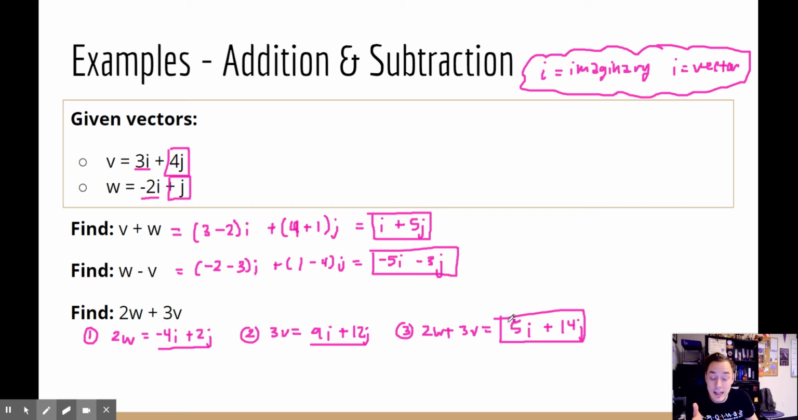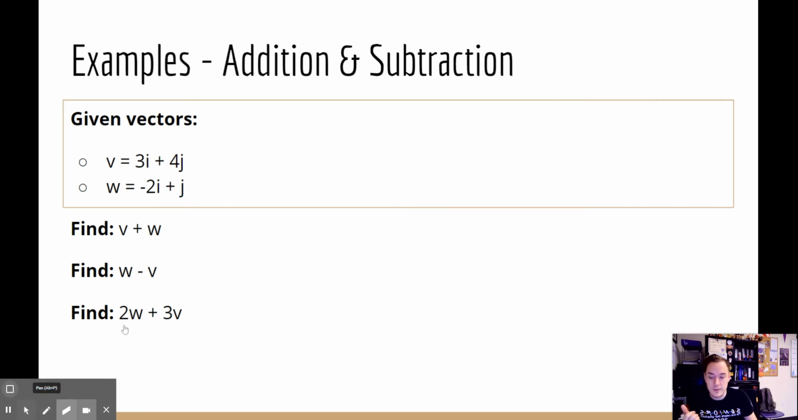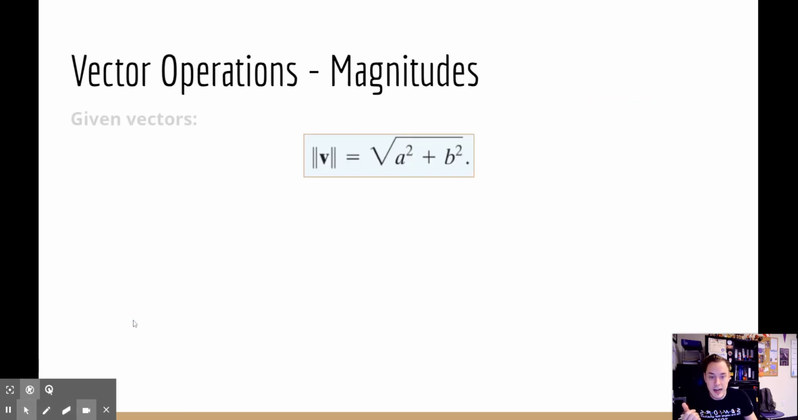So that's how I add and subtract them, mixed in with some scalar there. Let's focus now on magnitudes. What is a magnitude? Again, and then how can I simplify it? How can I solve for it? So magnitude, that's my formula.